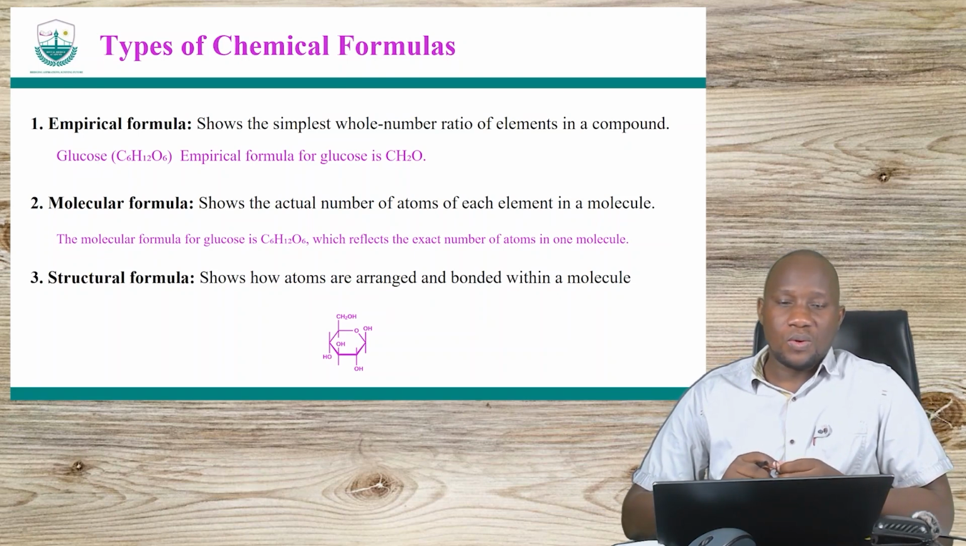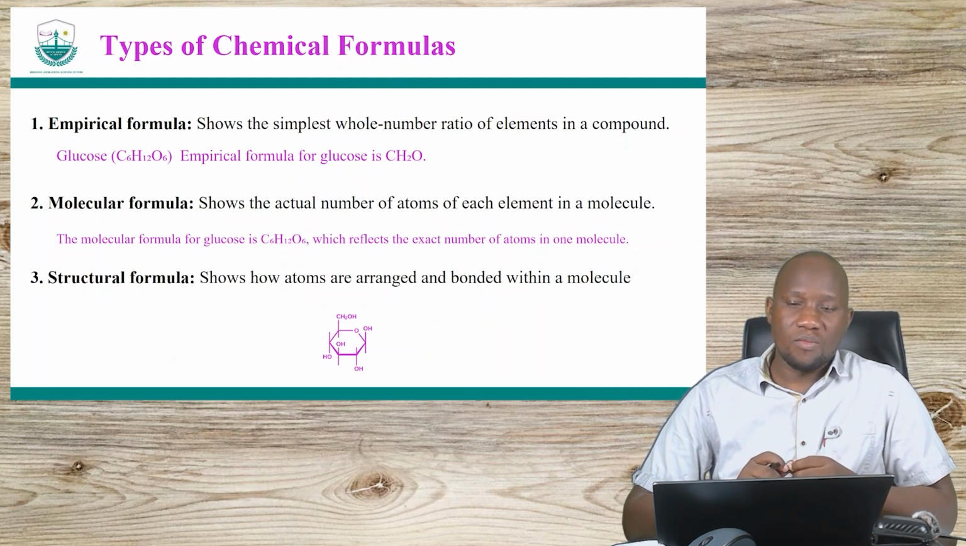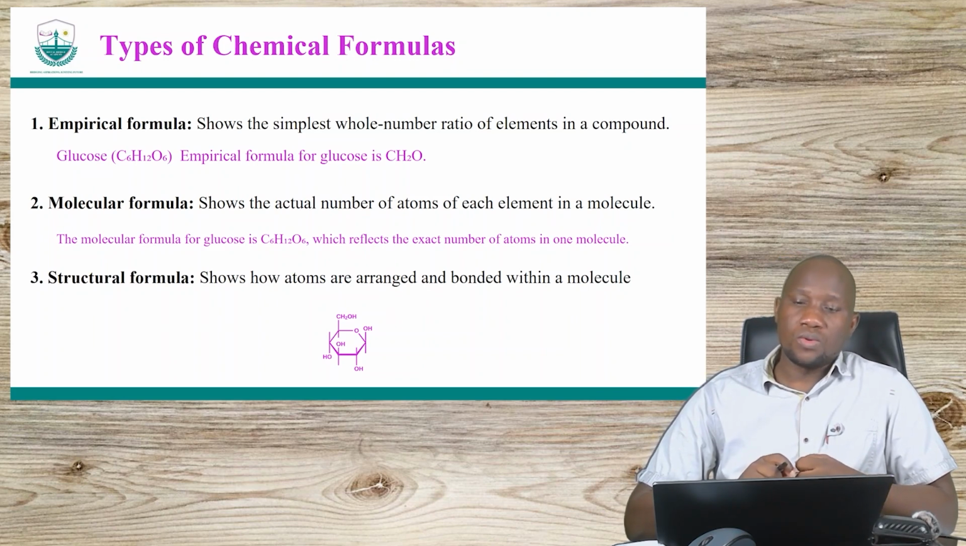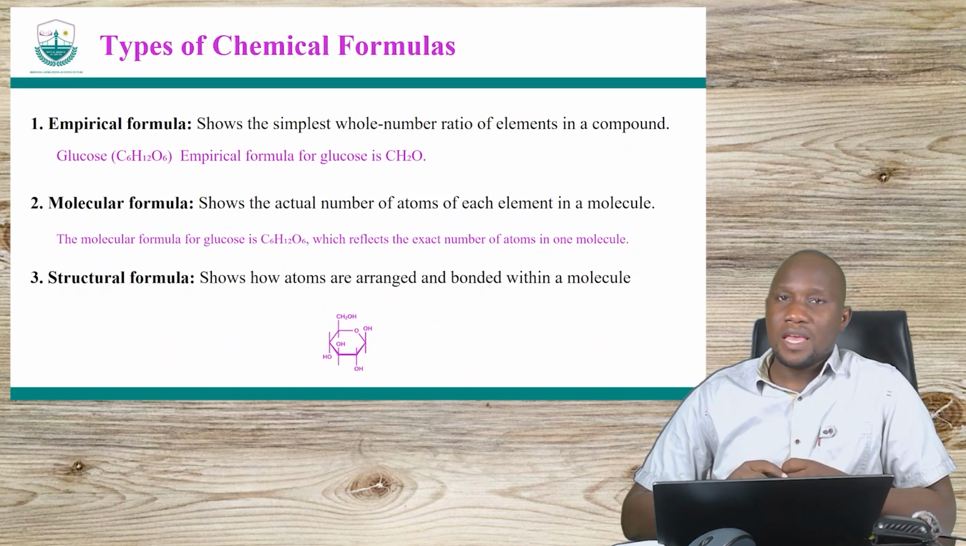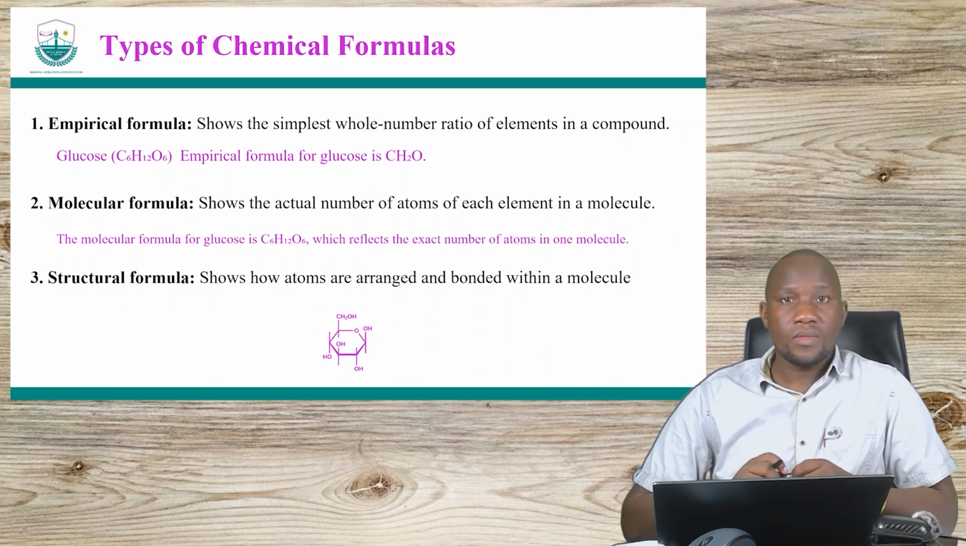Now let's look at what we call the types of chemical formulas. We have empirical formulas. Empirical formulas are basically the simplest whole number ratio of the elements within a compound. Remember, we said that we form a compound when elements combine chemically in a fixed ratio. So what is that ratio? The empirical formula tells us the ratio of that combination.